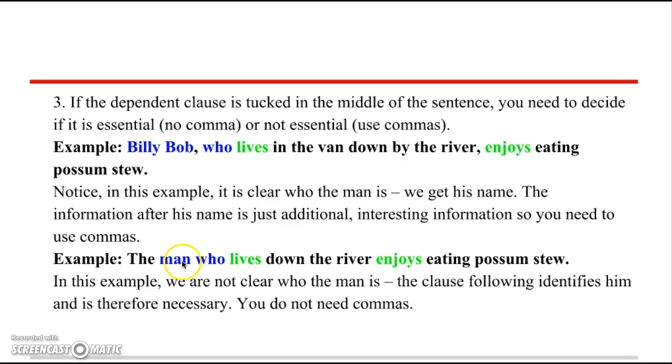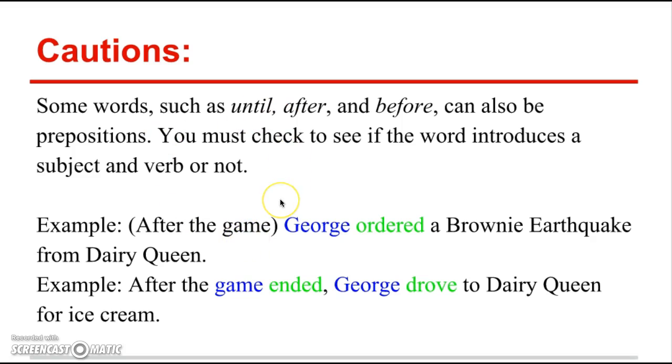In the second example, the man who lives down the river enjoys eating possum stew. In this example, we're not clear who the man is. The clause following it, who lives down the river, identifies him and is therefore necessary, and you do not need a comma.